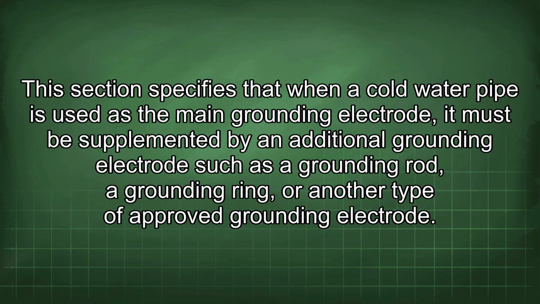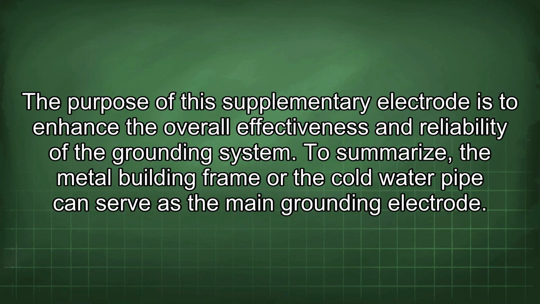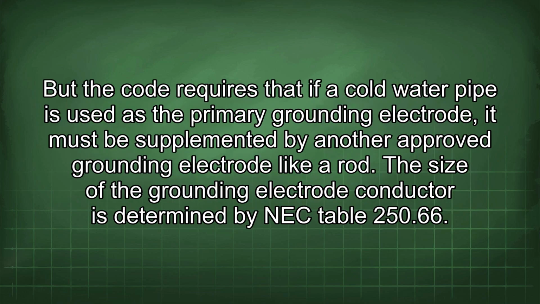250.53(D)(2). This section specifies that when a cold water pipe is used as the main grounding electrode, it must be supplemented by an additional grounding electrode such as a grounding rod, a grounding ring, or another type of approved grounding electrode. The purpose of the supplementary electrode is to enhance the overall effectiveness and reliability of the grounding system. To summarize, the metal building frame or the cold water pipe can serve as the main grounding electrode. But the code requires that if a cold water pipe is used as the primary grounding electrode, it must be supplemented by another approved grounding electrode like a rod.